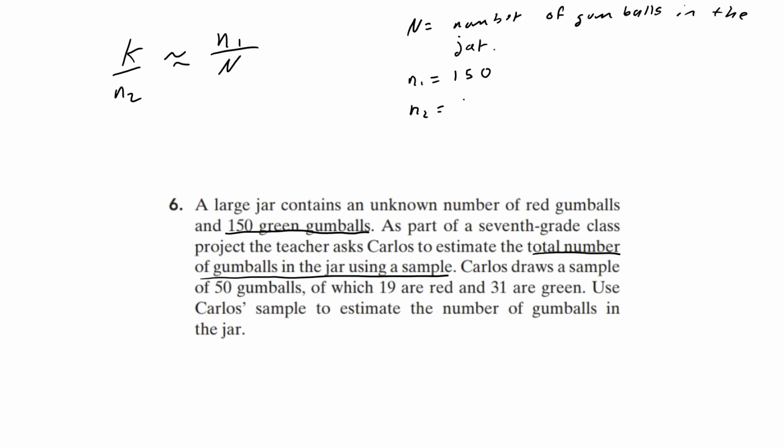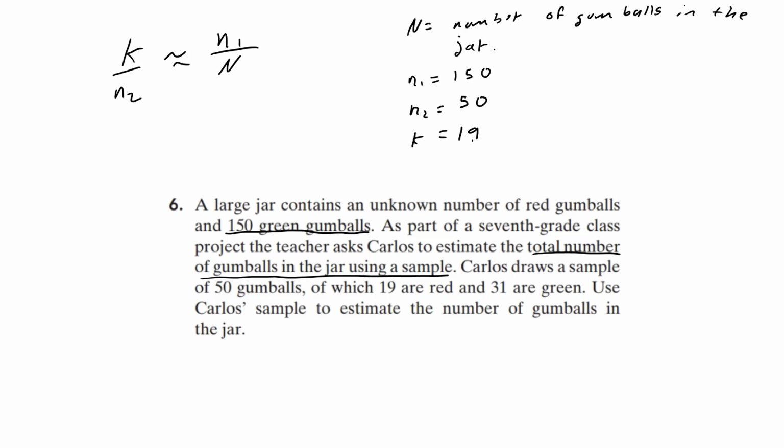Is 50. And this should approximately be the same as in the entire population, of which 19 are red. 50 green gumballs, and we don't know how many are green. But we are going to assume that they should be in the same proportion. That's why we're able to set this proportion.